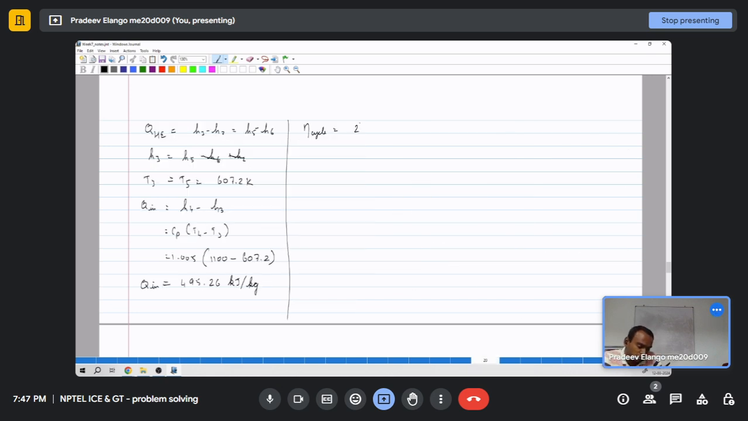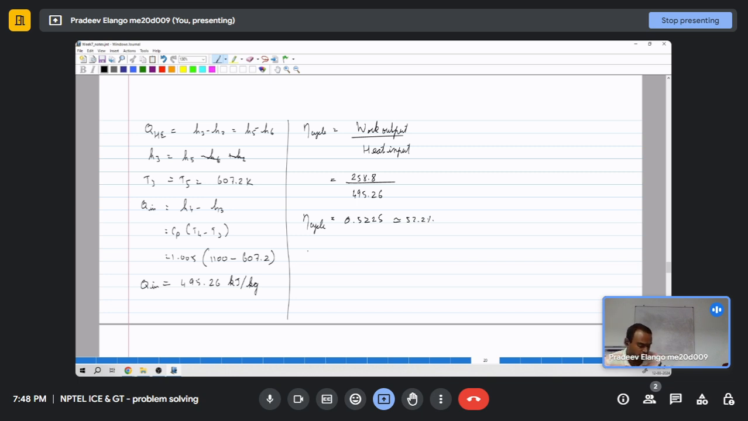The cycle efficiency is given by the actual net work output divided by the heat input. Here heat input is 495.26 and work output is 258.8. So this will give the cycle efficiency, which is 0.5225, so 52.2%.